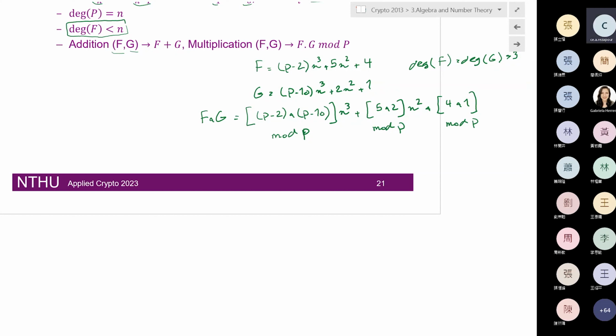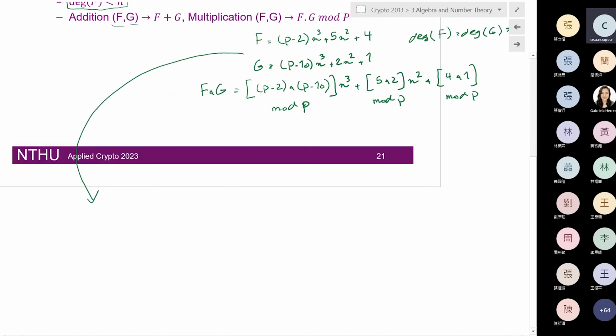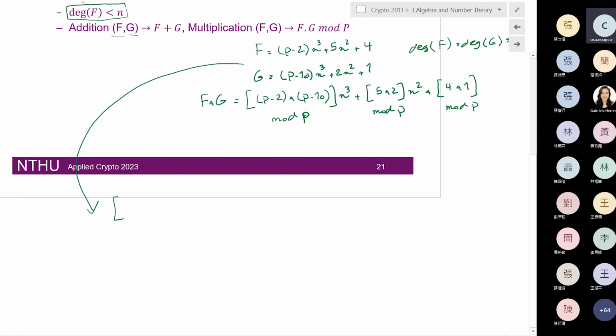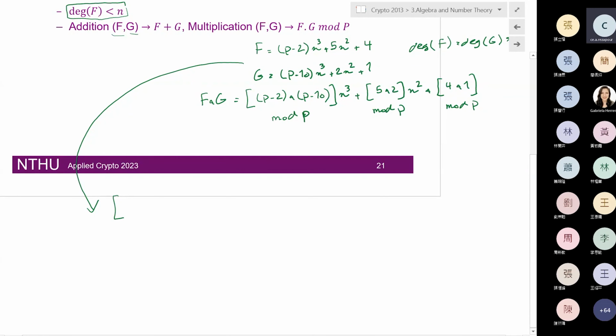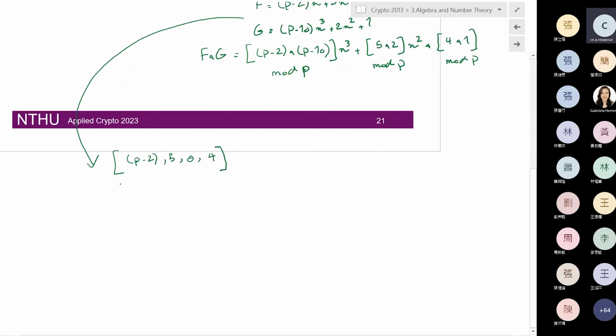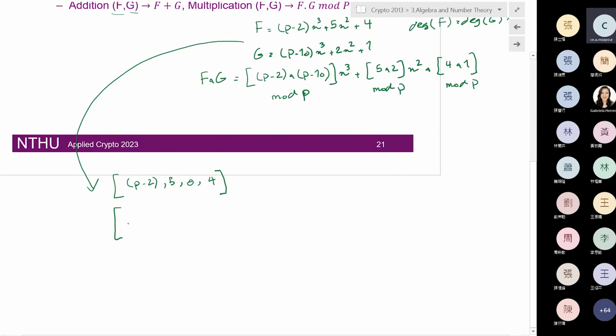Another way that we sometimes represent the elements in these equations is that we don't show the x variable. So what we are showing is p minus 2, and then 5, and then 0, and then 4, that is a representation of this polynomial. And then for the second one, we have p minus 10, and then 2, and then 0, and then just 1, right? So this is a different way that we represent them.